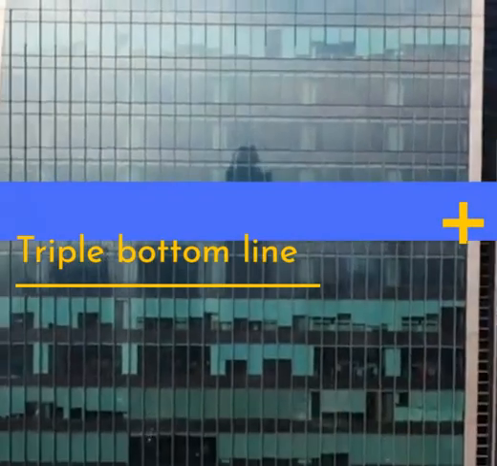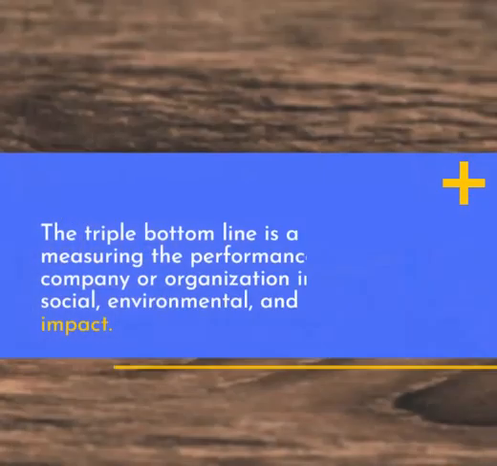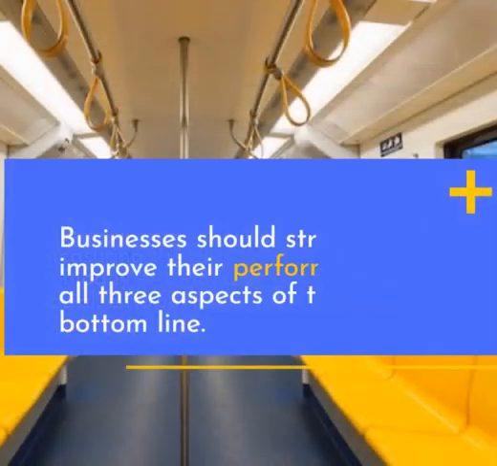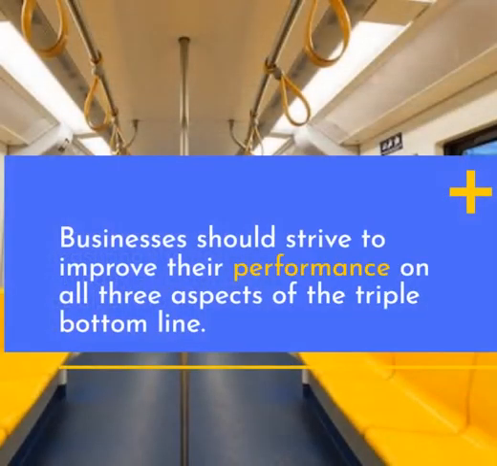Triple bottom line. The triple bottom line is a framework for measuring the performance of a company or organization in terms of its social, environmental, and economic impact. Businesses should strive to improve their performance on all three aspects of the triple bottom line.